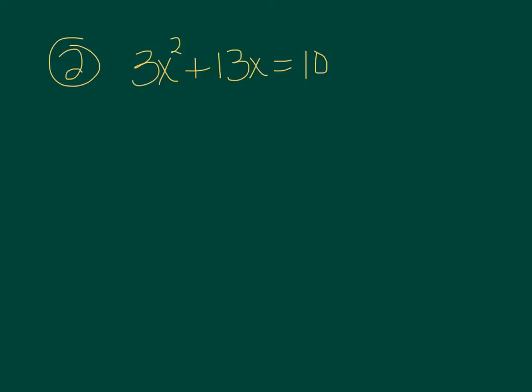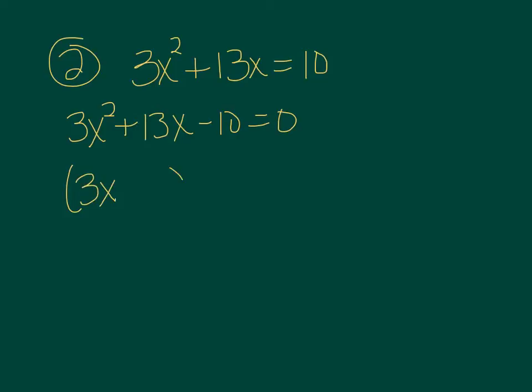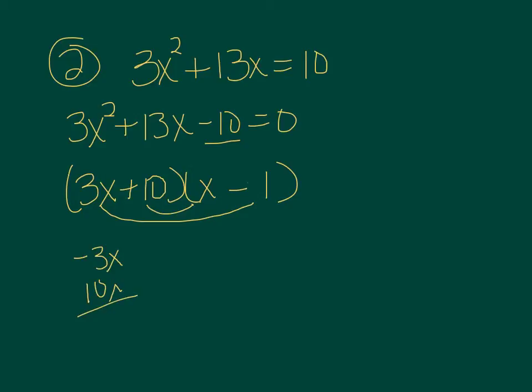Alright, this one is not solved for 0. If you notice, it equals 10, so I need to move my 10 over. So we have 3x squared plus 13x, and now when I move my 10 over, it becomes a minus 10. Okay. Now there's nothing that'll factor out of all of them, so I'm going to go ahead and write my two parentheses. Alright, we're going to check. So we want factors of negative 10. I'm going to go 10 there and 1 there. Oops, minus 1, sorry. Alright, so check. That gives me negative 3x. That gives me 10x. That gives me 7x. So that won't work.